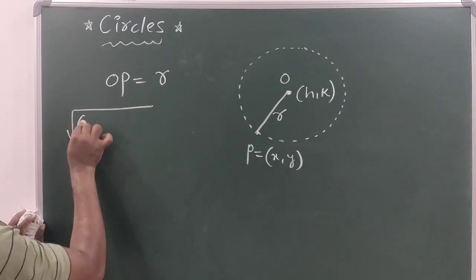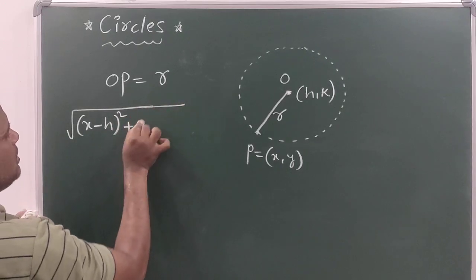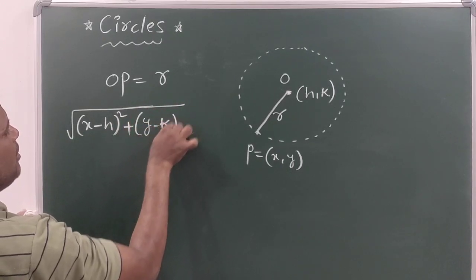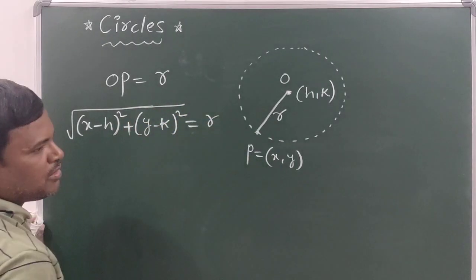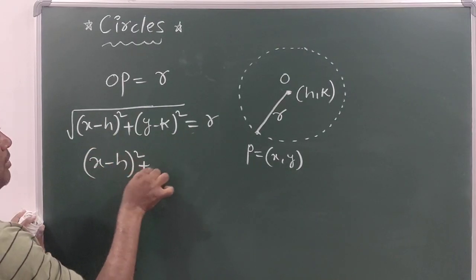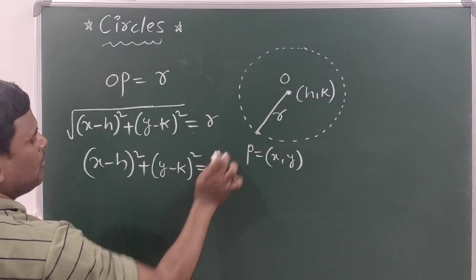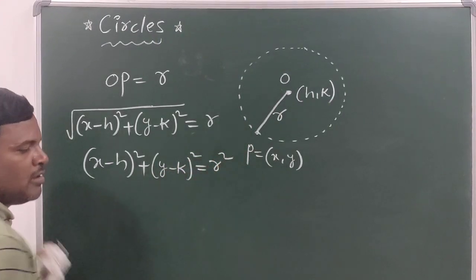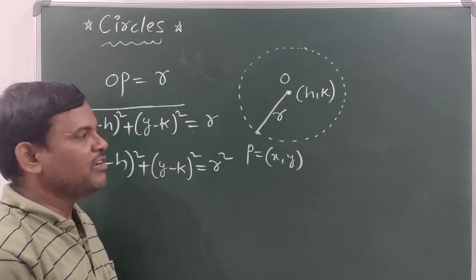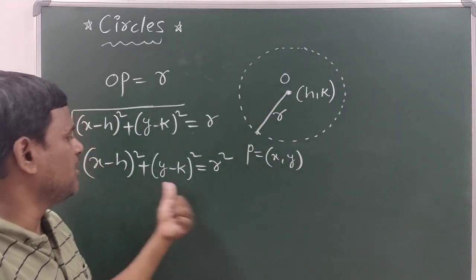Now determine the distance from O to P. Square root of x minus h whole square plus y minus k whole square, which is equal to R. Now square on both sides, x minus h whole square plus y minus k whole square, which is equal to R square. So this is known as equation of the circle when the center of the circle and the radius is given.